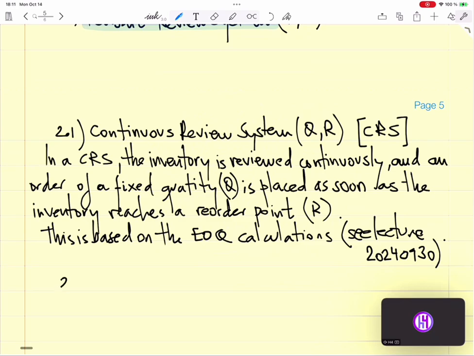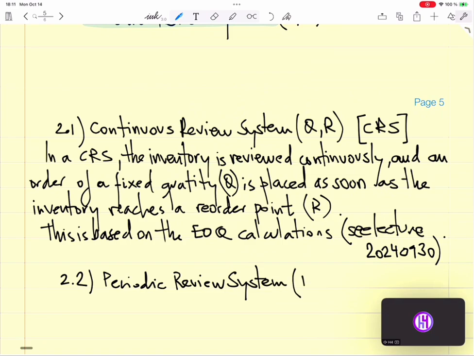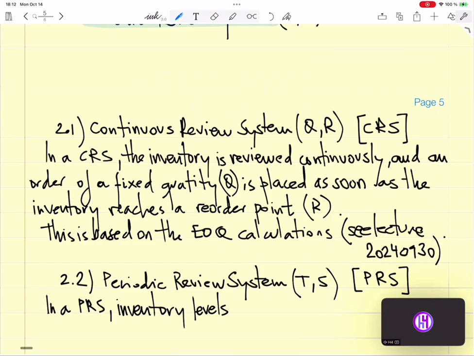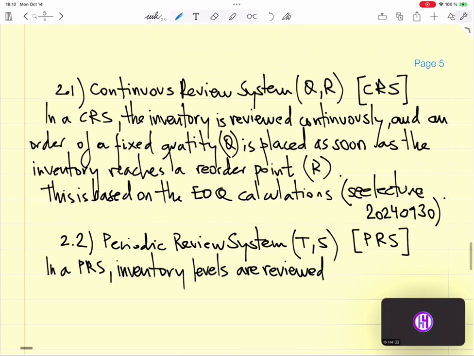And 2.2, which is a little bit more on the context. I want to give you a bigger context than the other day. Is the periodic review system. We look at TS, the PRS system here. In a PRS system, inventory levels are reviewed at fixed intervals, not continuously.